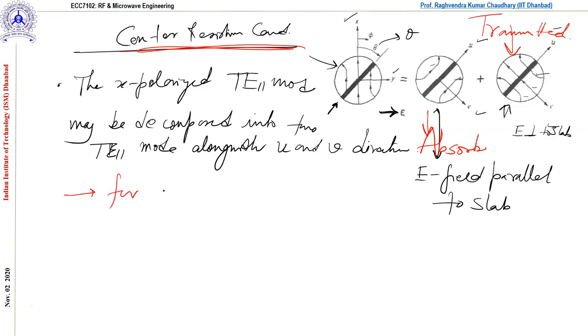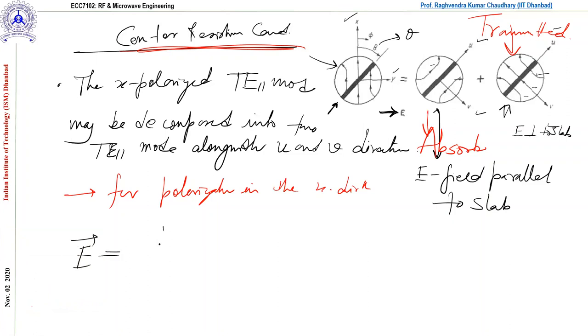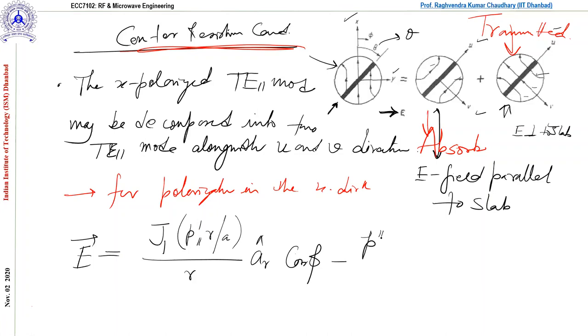So what are we assuming? For polarization in the x direction, the E field will be given as this. The Bessel function is there, I believe you remember this. You have to recall the field components of the circular guide: J1 of P11 dash R over A, divided by R, A R cap, cos phi, minus P11 dash over A J1 dash, another kind of Bessel function, P11 dash R over A.